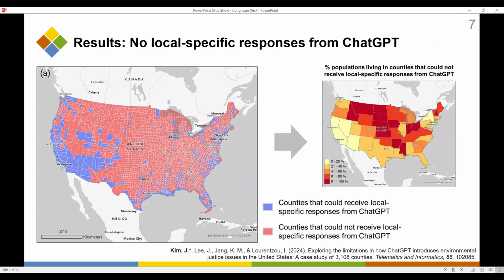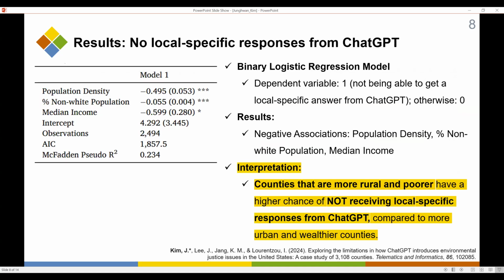So let's go into more detail with the results. On this map, red color indicates counties that do not get a local specific answer from ChatGPT, while blue colors indicate the opposite case. By observing this map, we can generally see that there is a geographic pattern regarding ChatGPT's response. More specifically, the statistical modeling results confirm this. Counties that are more rural and poorer have a higher chance of not receiving local specific responses from ChatGPT compared to more urban and wealthier counties.